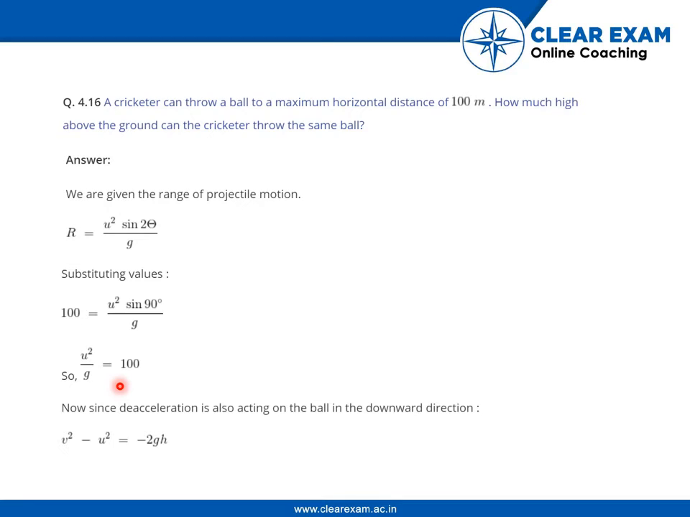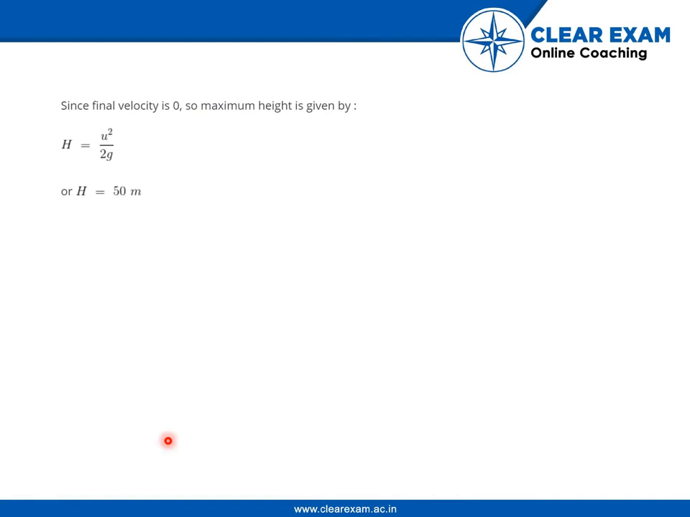Then since deceleration is also acting on the ball in the downward direction, we also need to consider this formula as well. V square minus U square equals minus 2GH, and final velocity is 0. That means value of V is 0. So the maximum height is given by H equals U square by 2G.